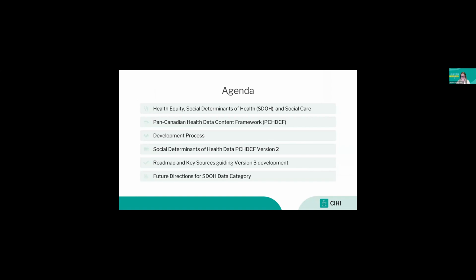We'll start with some foundational concepts by looking at health equity, social determinants of health, and social care to help ground the discussion. From there, we'll introduce the Pan-Canadian Health Data Content Framework and review the development process that supports this work. We'll also take a look at version 2 of the ESTO data category, followed by the roadmap and key sources that are helping to guide version 3 development. And finally, we'll close with a discussion of future directions for the ESTO data category.